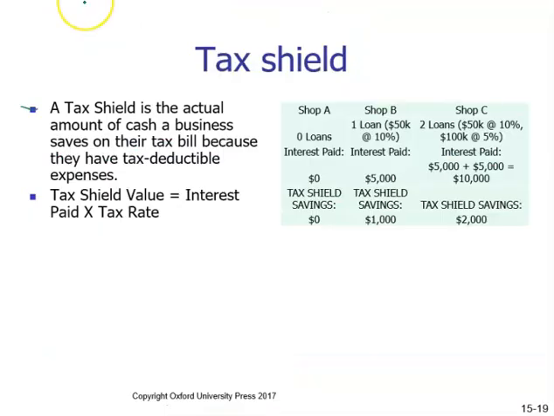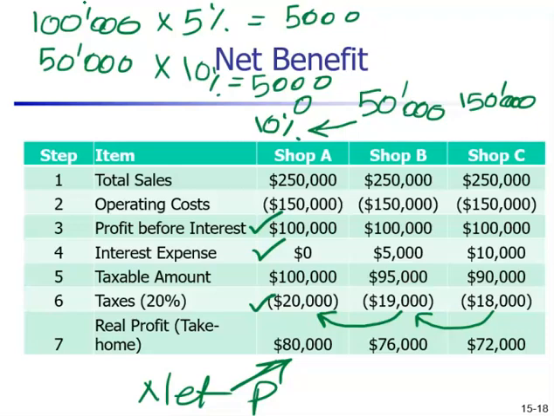Tax shield, a quick refresher here. A tax shield is the actual amount of cash a business saves on their tax bill. So, even without doing the calculation in this slide, I go back here. When you compare these three things, what do you get? How much Shop B saves on taxes in comparison to Shop A.